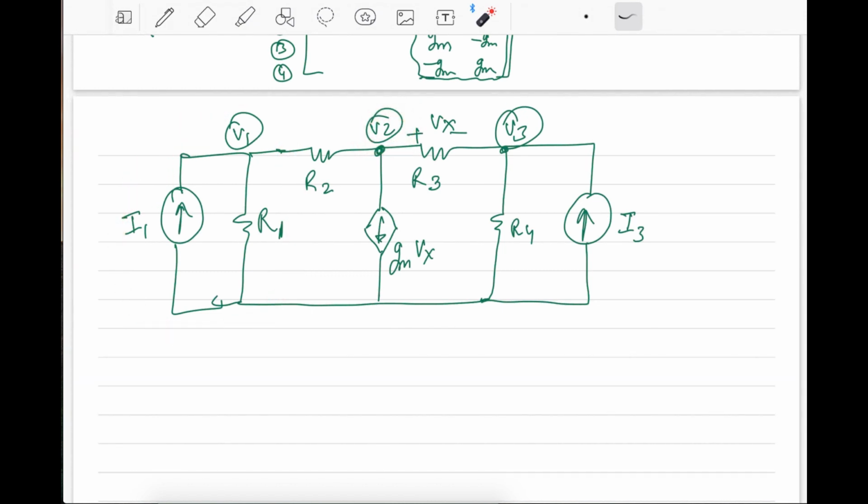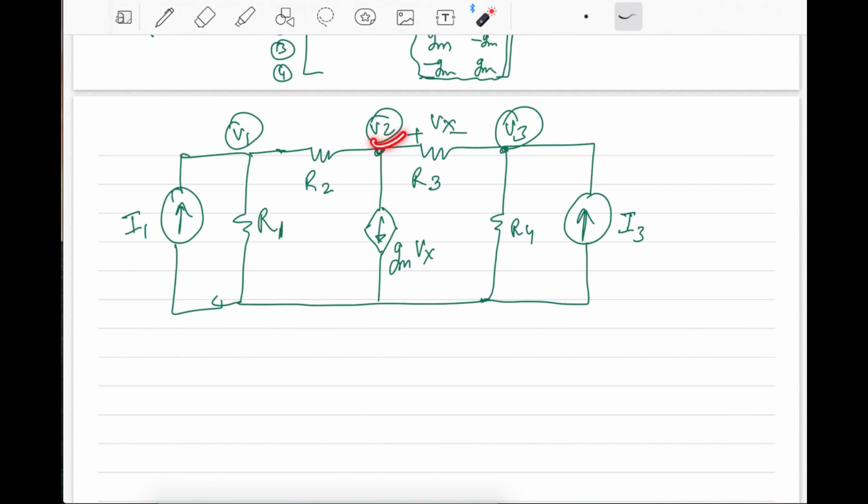So for V2, what do you have to do here? Can anyone tell? We have to assume a Gaussian surface including node 1 and node 2. Why do you assume a Gaussian surface here? So that we can reduce the complexity of this gm Vx controlled source. Okay, but I think there is no need of a Gaussian surface here, because somewhere down the line it's like a current source, like the current source that you already have, right? Yes. So for R2 we will take V1 minus V2, for gm into V1 minus V2, and for R3 we will take V2 minus V3.